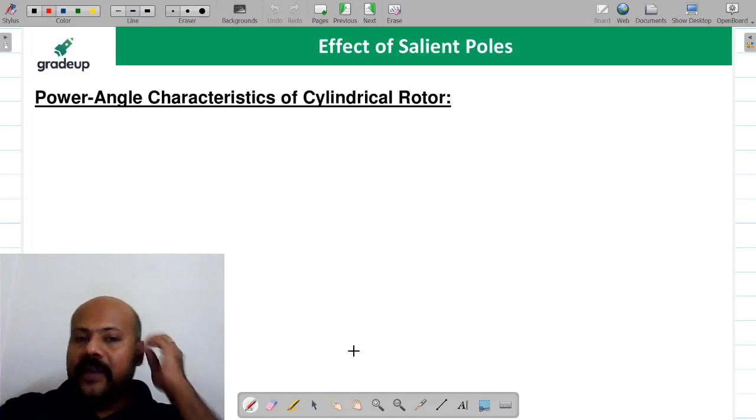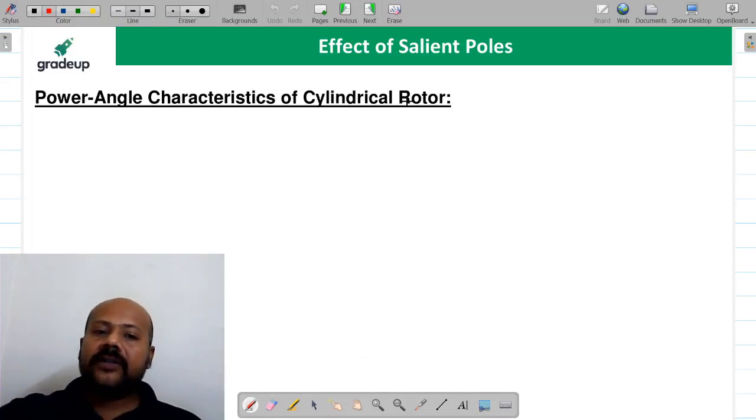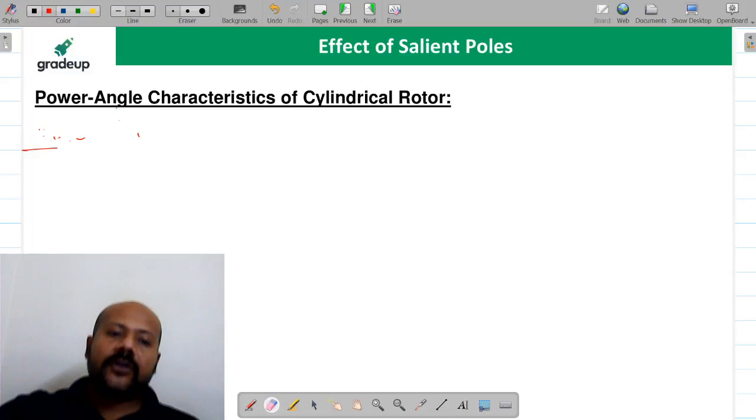Now beta, we will be covering one remaining portion from yesterday's class. We have discussed the power angle characteristics of the cylindrical rotor. We have taken the generator case yesterday. Now we are going to take the motor case. Generator we have taken, so now we are going to take the motor, that is the synchronous motor.